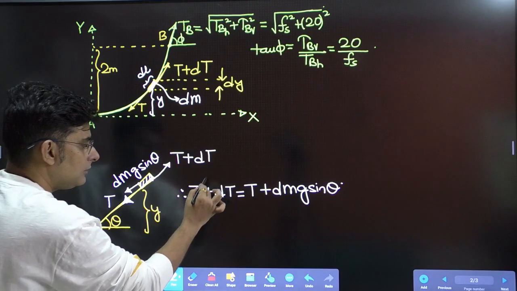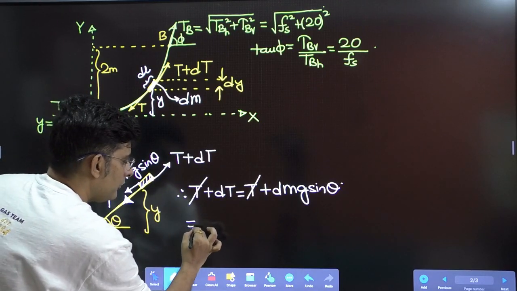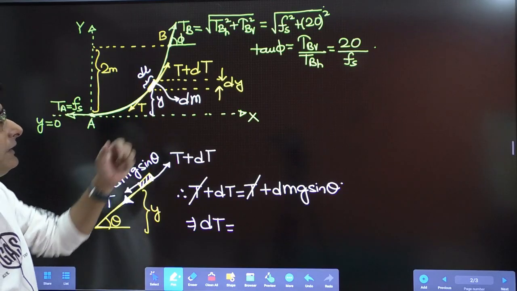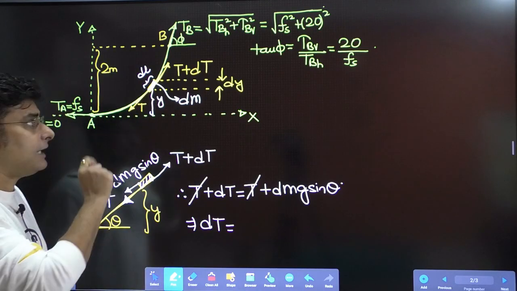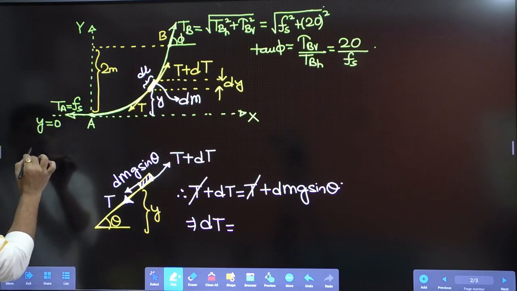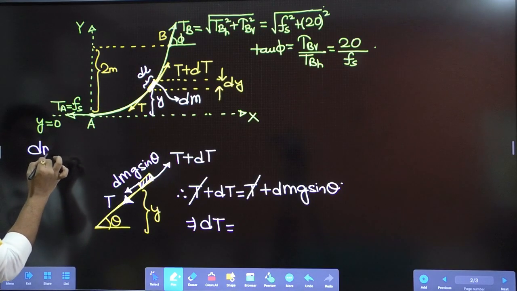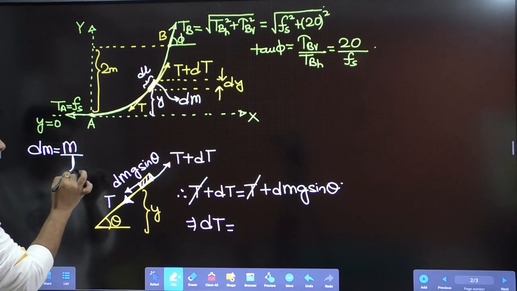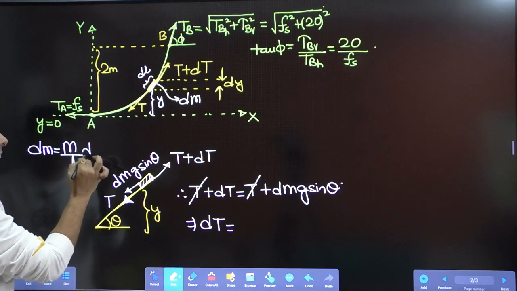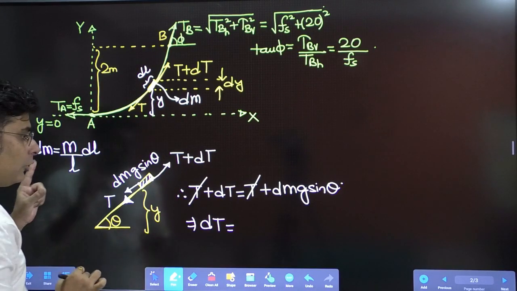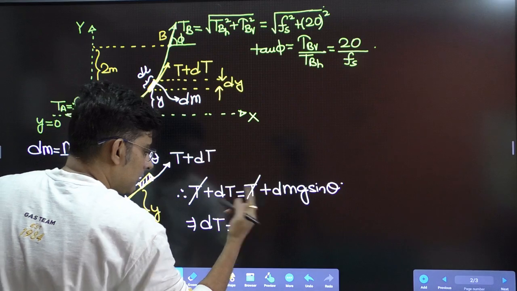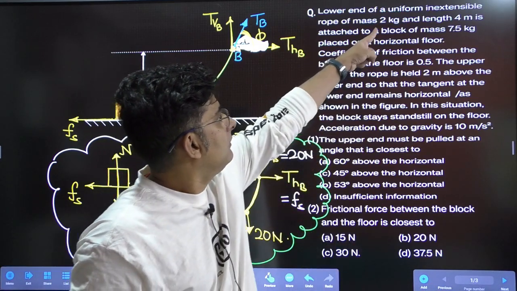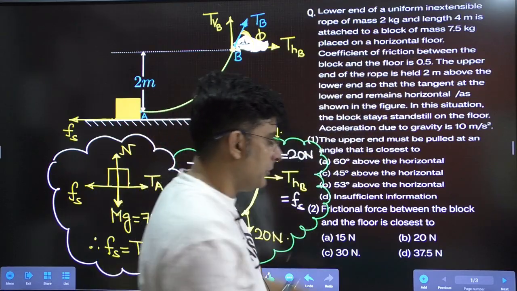So from here t cancels, so we get dt. Now what is dt? dmg sin theta. How to get dm? Very simple. I have taken the length as dl. So what is dm? dm is total mass of the string divided by its total length, into dl. So what is the total mass of the string or rope? You can see in the question it was mentioned 2 kg and length is 4 meter.